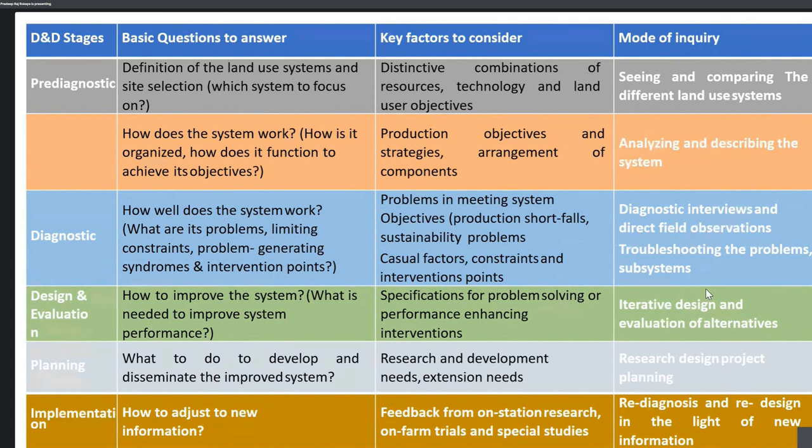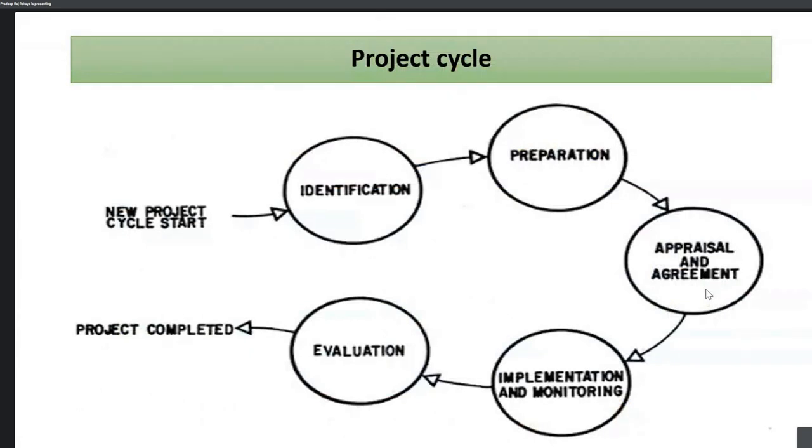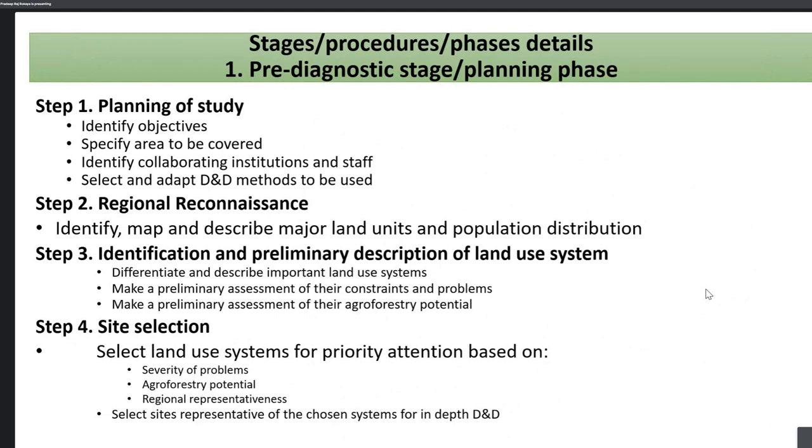Information on the D&D stage. These are the project cycles. First step, identification: what are the problems? Then preparation, appraisal and agreement, then implementation and monitoring, and then the evaluation. On the basis of the evaluation feedback, a new project redesign will be conducted. This is the stage: first, planning of studies, right?